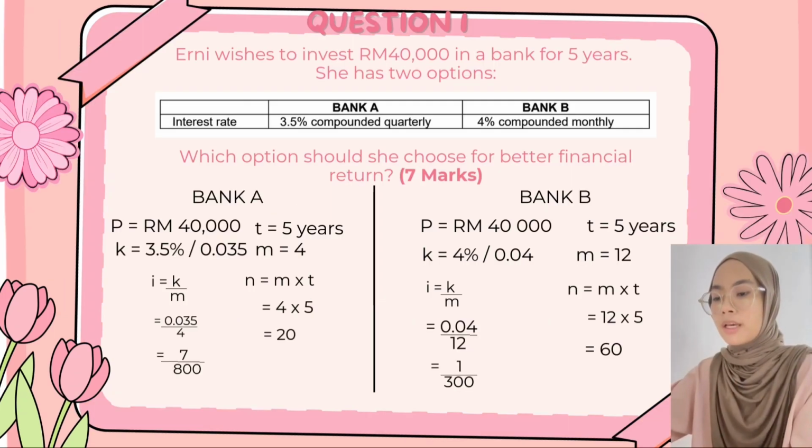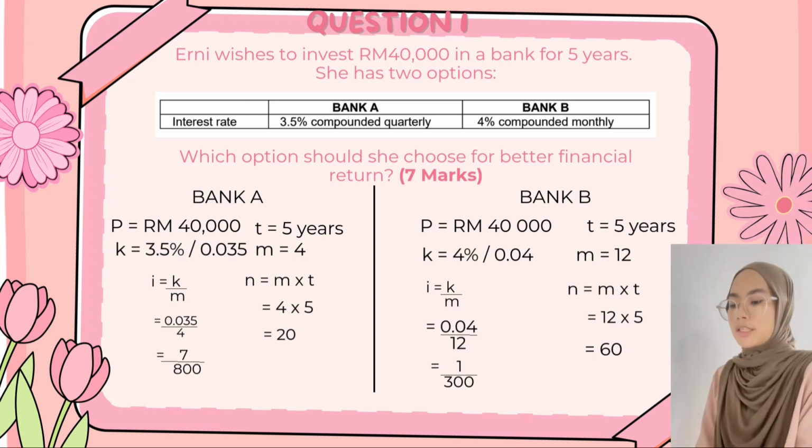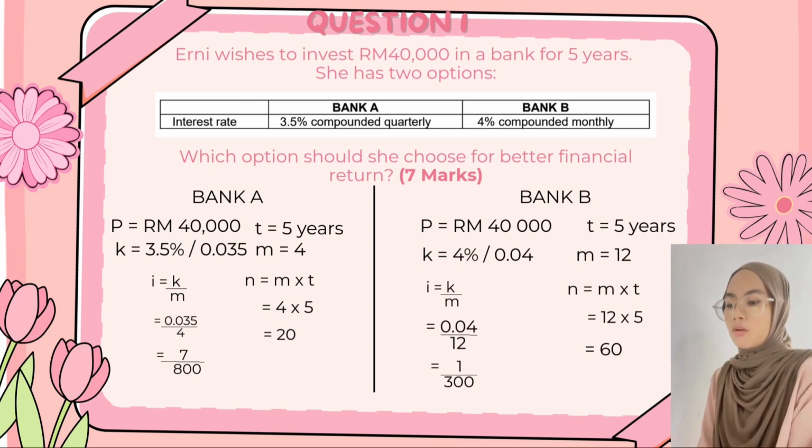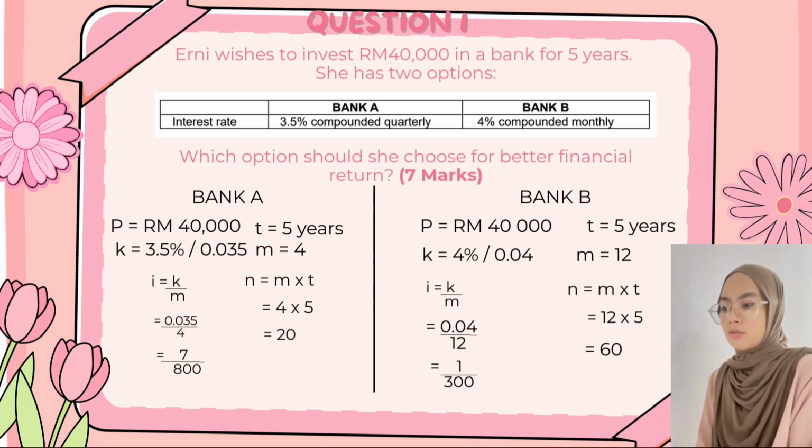Question 1. Principal for bank A and bank B is RM40,000 and the investment period, which is T, is 5 years. After that, we need to find the annual interest rate, which is K, and the number of compounding periods per year, which is M. To find them, we need to look at the information first. So, the annual interest rate for bank A is 0.035. The M for bank A is 4, because it is compounded quarterly. For bank B, the annual interest rate is 0.04 and M for bank B is 12, because it is compounded monthly.